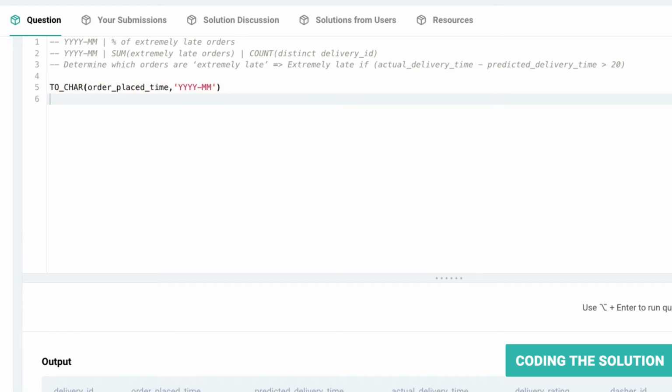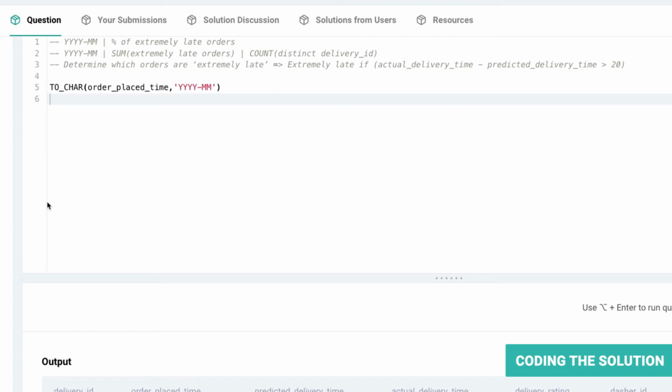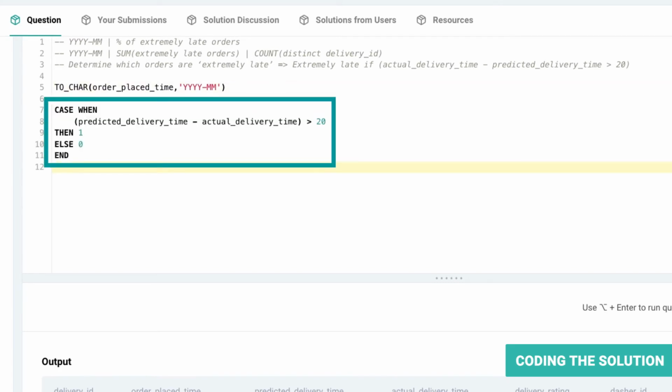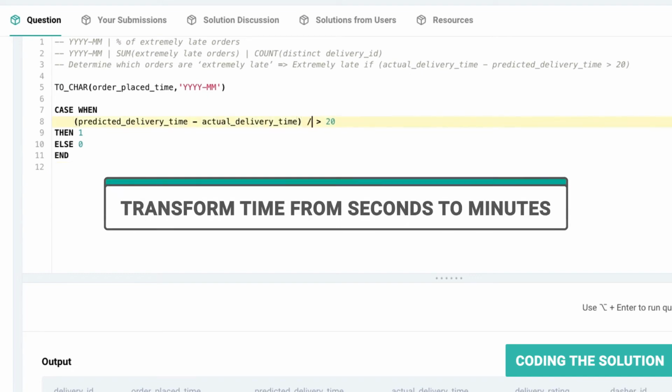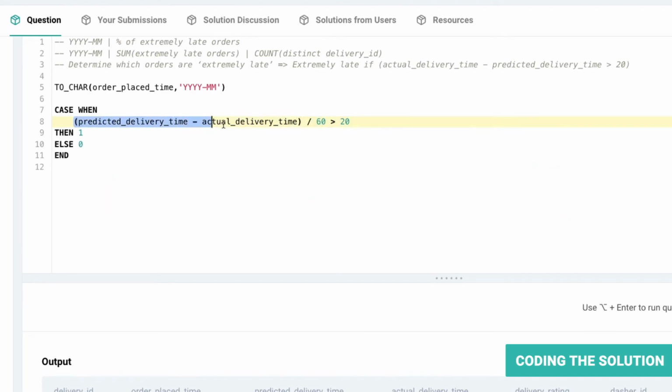Moving on to the second part that we need, which is identifying extremely late deliveries at the row level. Now, the case when statement will allow us to capture the if-then-else logic in SQL. So we can use something like this. But subtracting these two datetime variables will give us an output in seconds, but we want the comparison in minutes. So we can either do a transformation manually, such as this, essentially dividing it by a factor of 60, or use some of the functions we talked about earlier with extract or datePart.